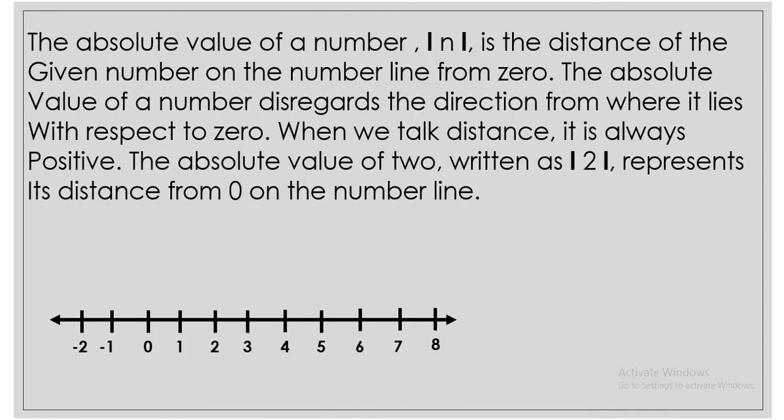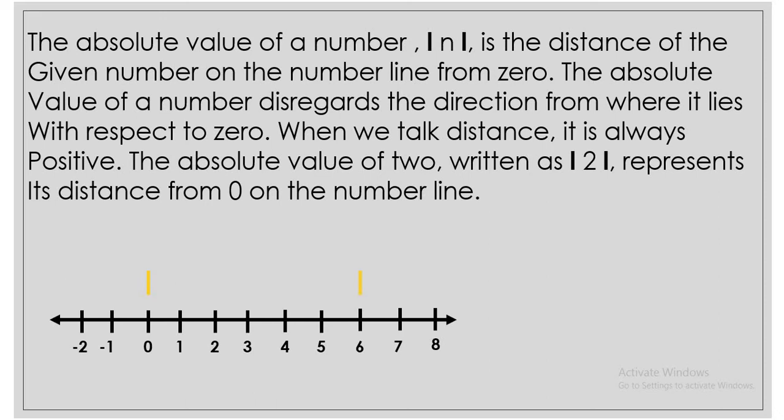Okay, so let's have a discussion. The absolute value of a number is the distance of a given number on the number line from 0. The absolute value of a number disregards the direction from where it lies with respect to 0. When we talk about distance, it is always positive. So the absolute value of 6, written like this, represents its distance from 0 on the number line. So from 0 to 6.